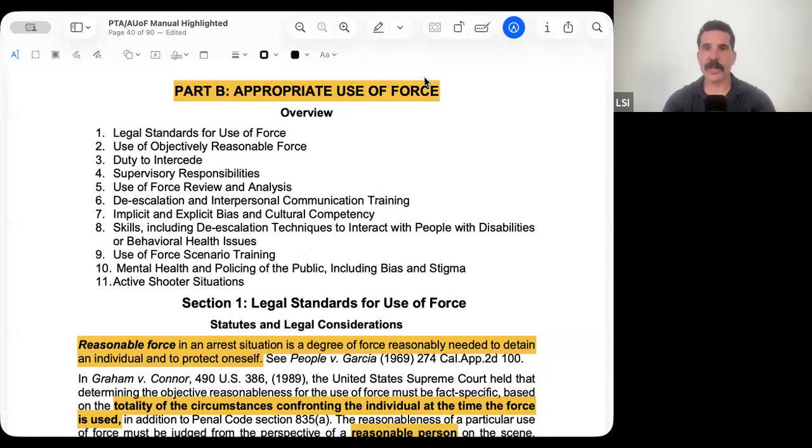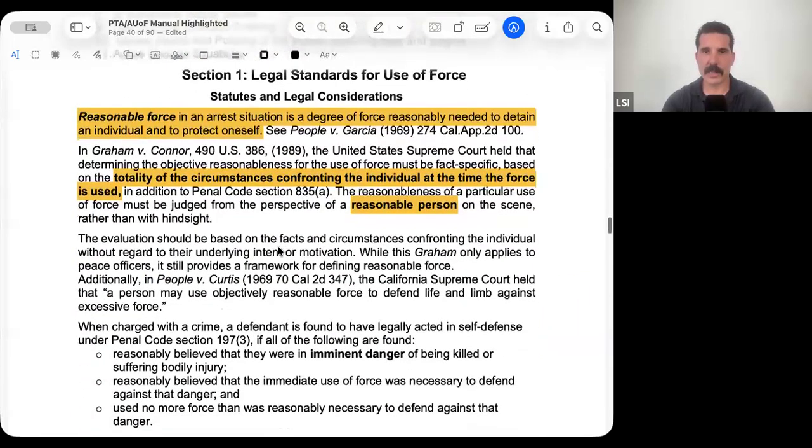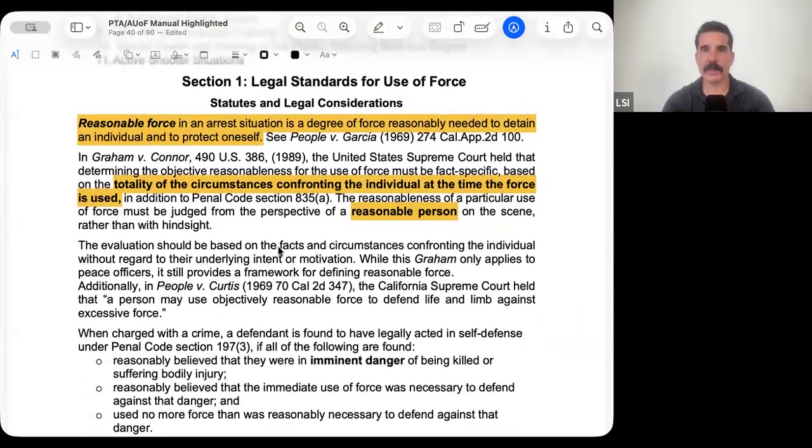So this is it here, appropriate use of force. It starts with the overview. We're going to skip that, go straight to Section 1, legal standards for use of force, statutes and legal considerations. We will highlight that heading, and then we're going to highlight this definition of reasonable force.